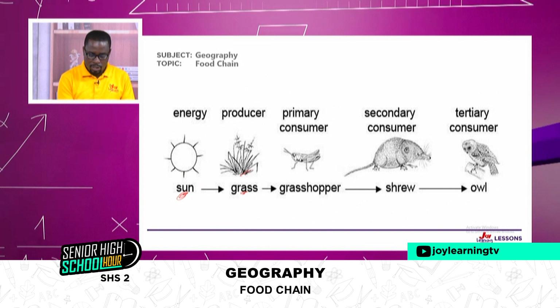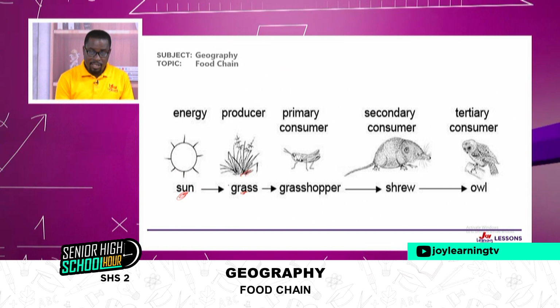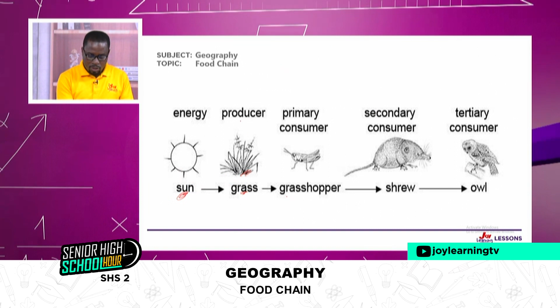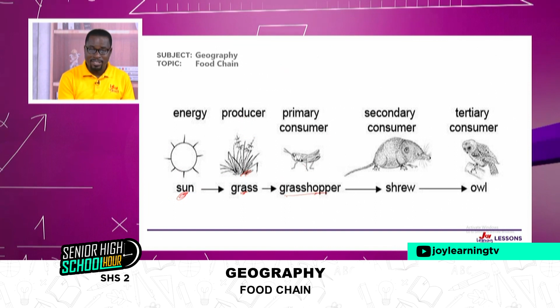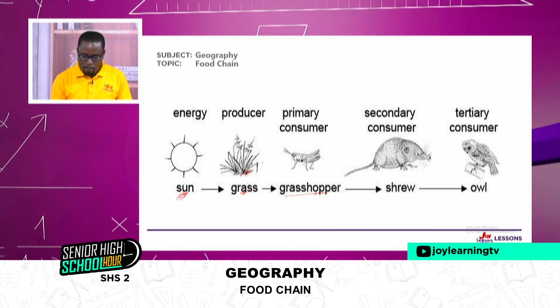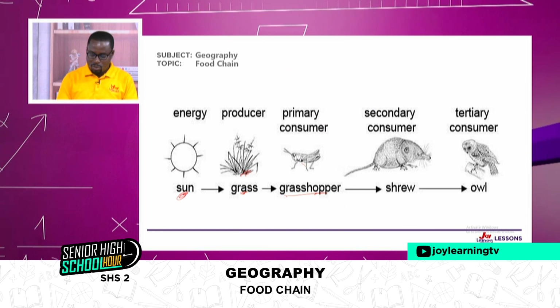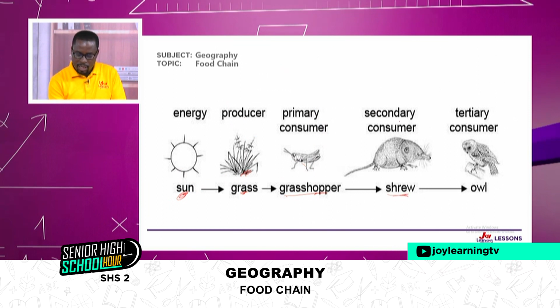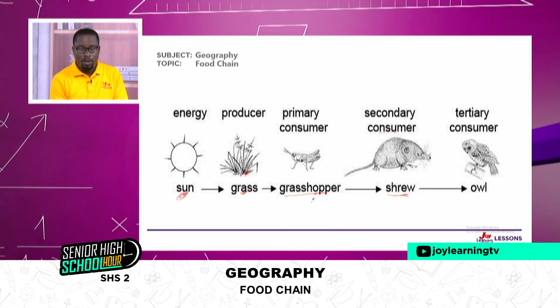And because the grass has been able to trap some solar energy from the sun, it is doing well. So it is blossoming. So the plant, which is the producer, is ready. Then the grasshopper, which is a primary consumer, is also ready to feed on the plants. Then this grasshopper is also not allowed to go around scot-free. We have the shrew, which is a secondary consumer, also feeding on the grasshopper.